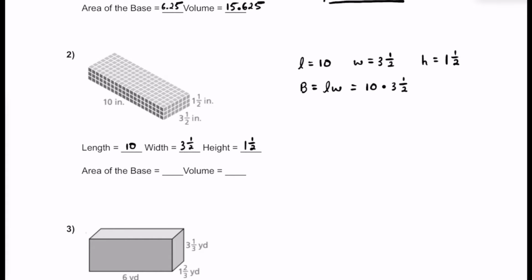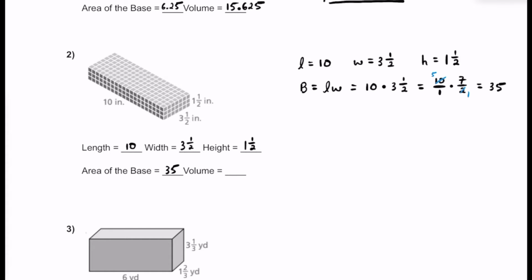All right, so let's see if we can do that. As an improper fraction, this is 10 over 1 multiplied by 7 over 2. We can go ahead and cross cancel the 10 and the 2. Just simplify that a little bit. And so this ends up being 35 over 1, or just 35. So that's the area of the base, or the bottom here.